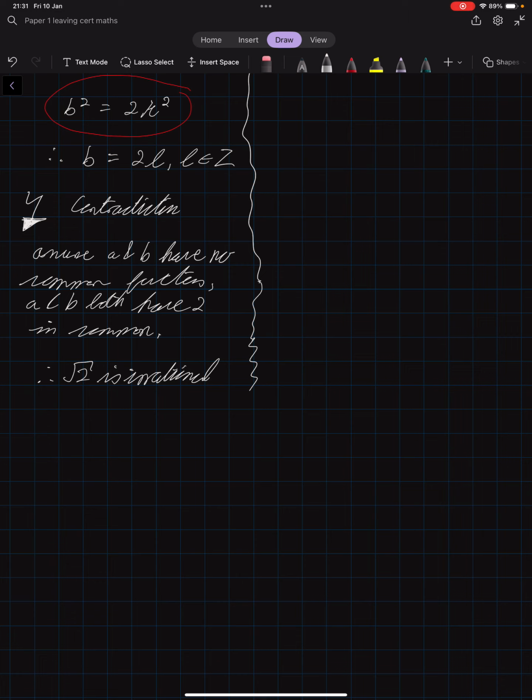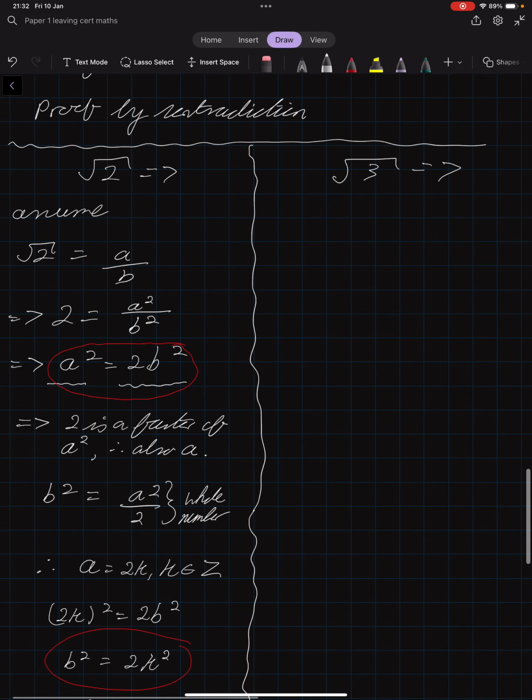And then for root 3, swap 2. There we go. So for root 3 it's the exact same thing.